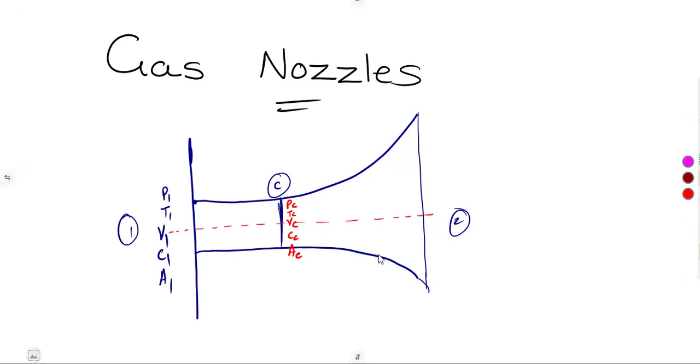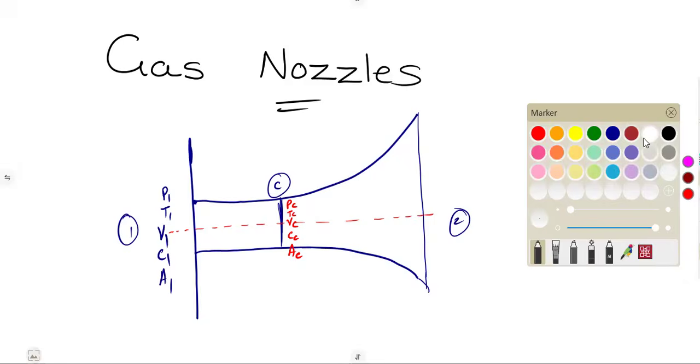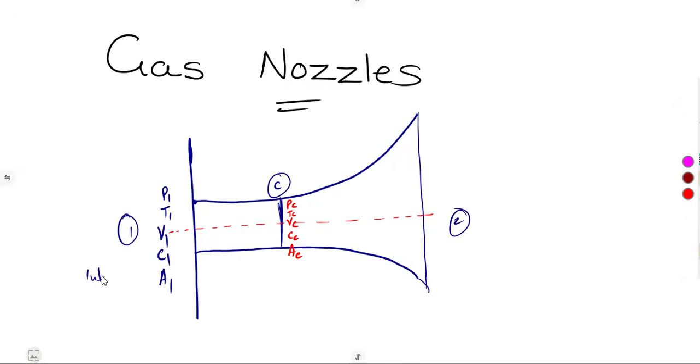All right, so this is the inlet. Remember, this is our throat, and this is our exit. At the exit, the same thing. We are going to have P2 in terms of pressure, T2, V2, C2, and A2. So this is what we are going to be having actually for gas.